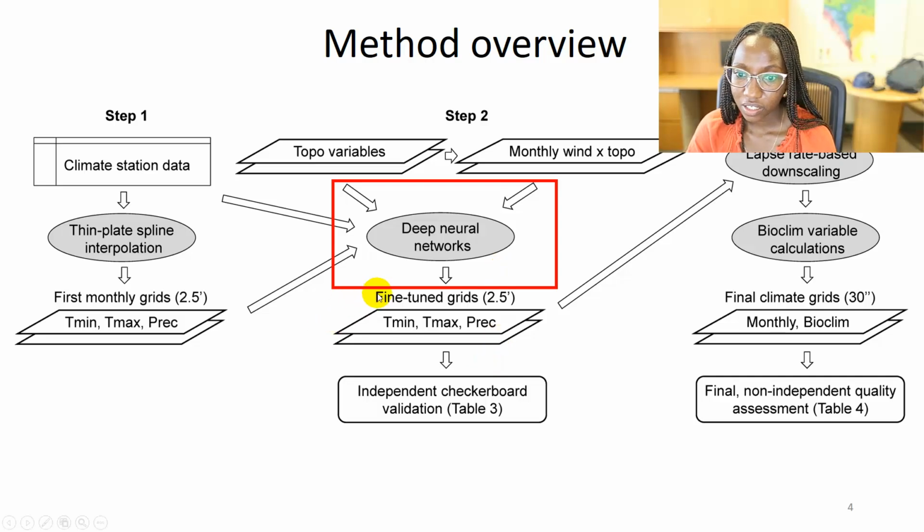And at this point, we also perform an independent checkerboard validation to assess the performance of the deep neural network. So these fine-tuned grids are then treated to a lapse rate based downscaling, and also bioclimatic variables are calculated and derived to produce the final grids, and these grids are even at a final resolution of about 30 arc seconds.